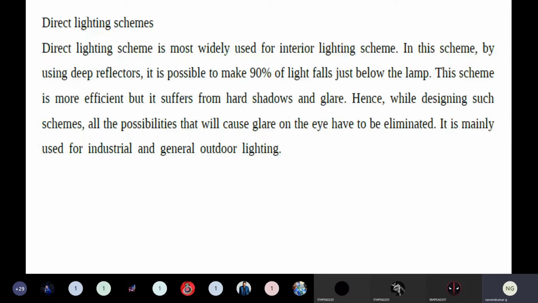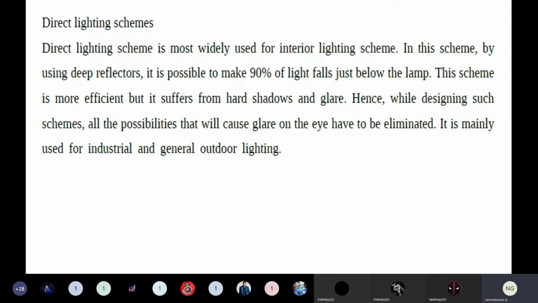Or glare sometimes. Looking at this particular light, sitting exactly opposite to this lighting scheme, it causes glare to your eye. So, while designing such schemes, we take into consideration all the possibilities that will cause glare on the eye, and they have been eliminated. Usually we take care of this by the design of the interiors, so that you will not have a dark color on your walls. You will not have multiple mirror kind of surfaces interior to a room, etc.